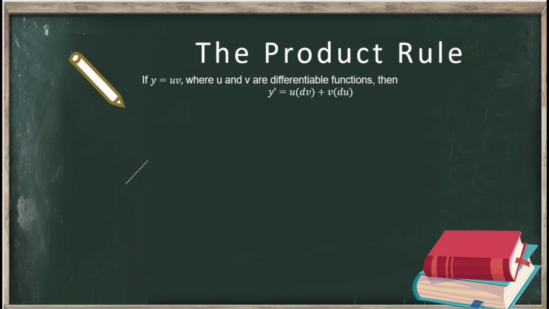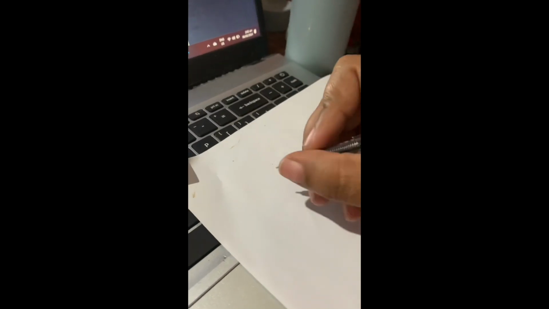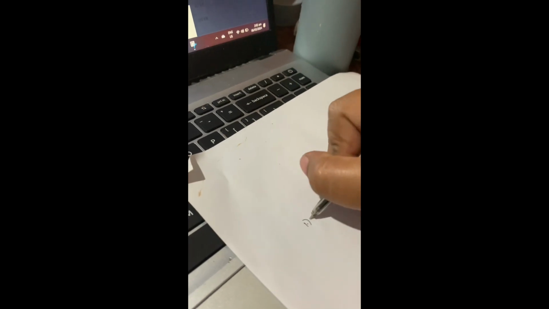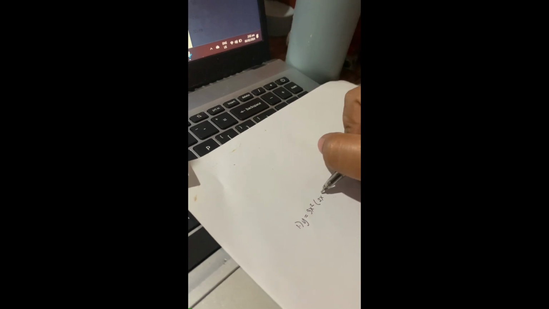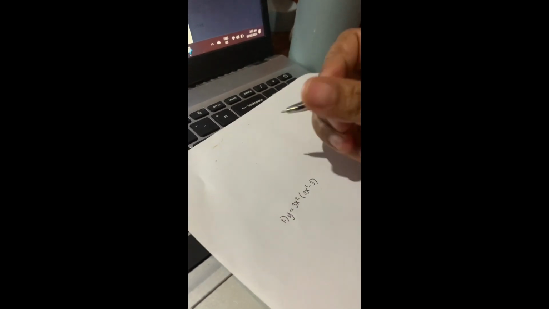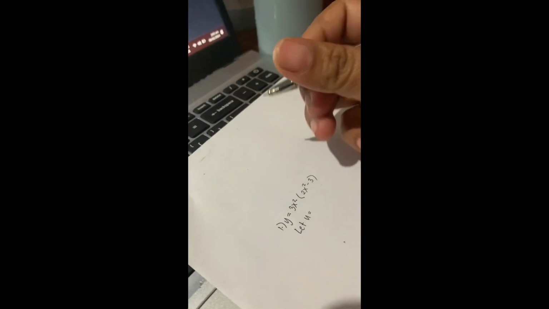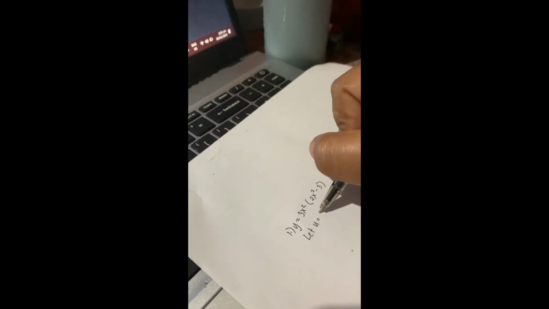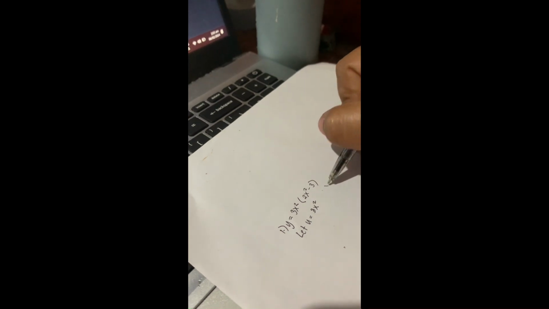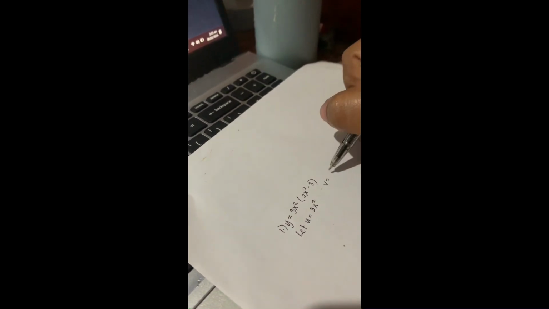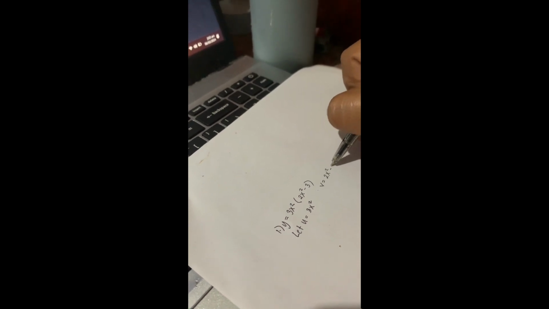Okay, mga anak, let's have an example. For example, number 1, we have y is equal to 3x squared times the quantity of 2x squared minus 3. Okay? So, before we proceed, mag-let ta. So, let u be the first factor, which is the 3x squared, and v ang pangduha nga factor, which is 2x squared minus 3.